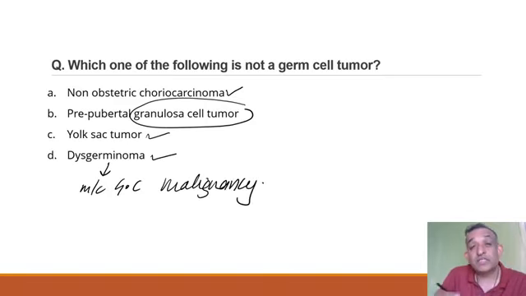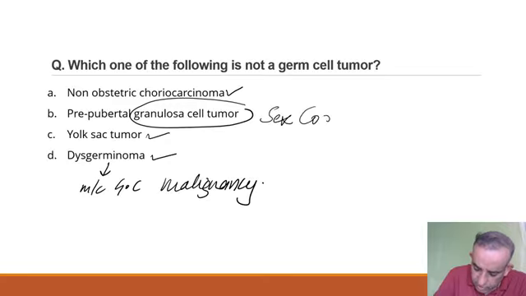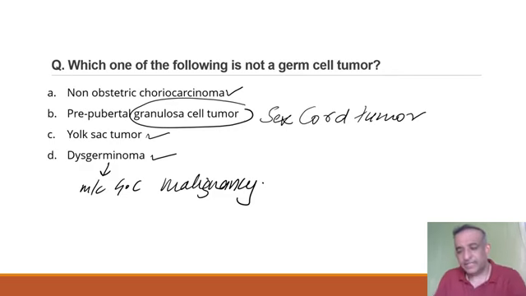Yolk sac tumor is also known as an endodermal sinus tumor. Granulosa cell tumor is a sex cord tumor, like the Sertoli-Leydig cell tumor. Granulosa cell tumor will make a lot of estrogens, and that causes the young child to have precocious puberty, other women to have menorrhagia, and senior women can also have hyperplasia of the endometrium and endometrial cancers.